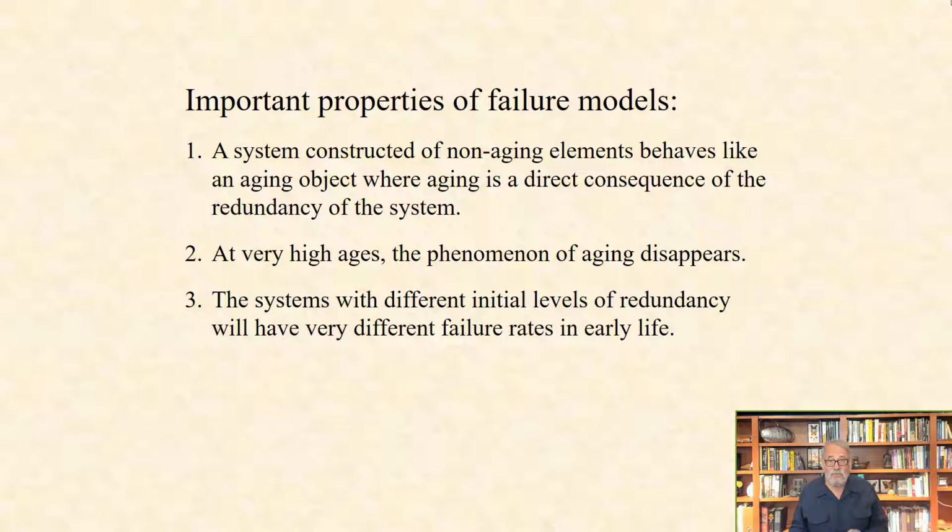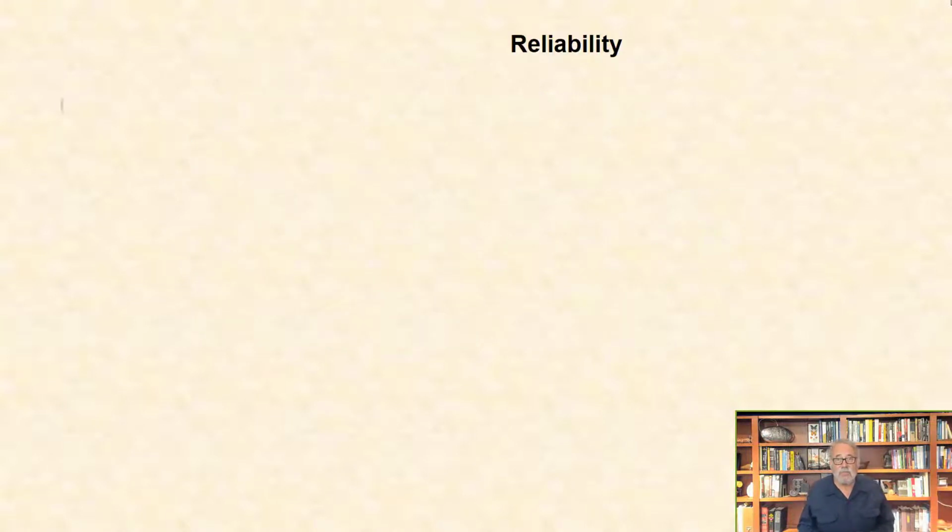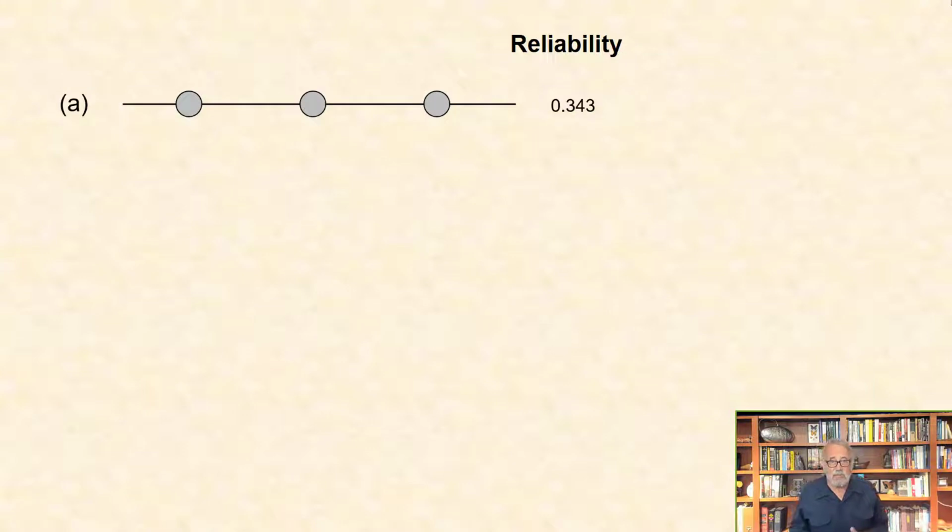And three, systems with different initial levels of redundancy will have very different failure rates in early life. However, these differences disappear as failure rates approach the upper limits. This means that in a system in series, all of the components must succeed for the system to succeed. But in a simple parallel system, only one of the units must succeed for the system to succeed. These diagrams show that redundancy drastically increases reliability.